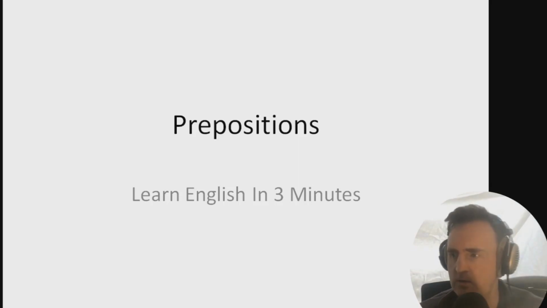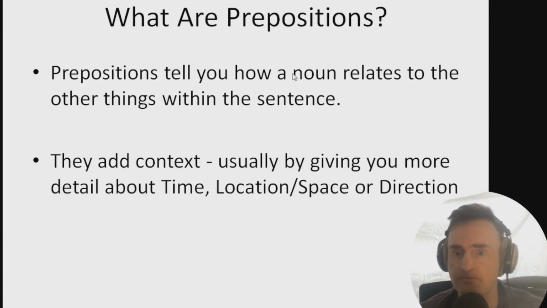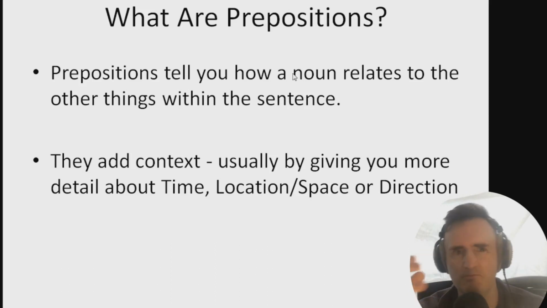So today we're looking at prepositions, which are very common but very small and boring, but they do make a big difference. So let's look at what they are. They're going to tell you how a noun relates to other things in the sentence. So it's quite important. They add context, usually by giving you more detail about the time or the location or space of the noun, or just kind of the direction the noun is going in. So you can see how very quickly they can add a lot of detail.